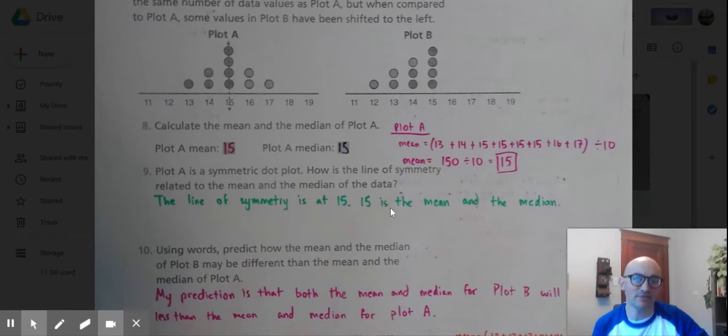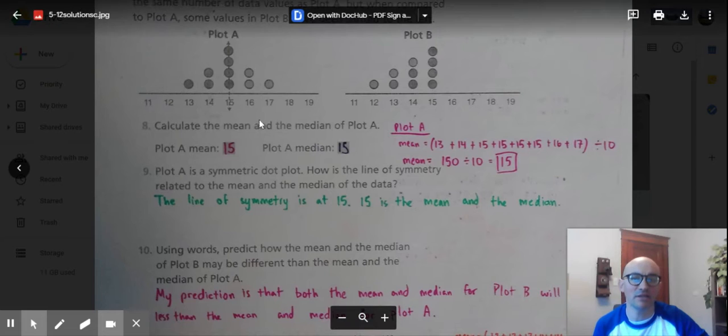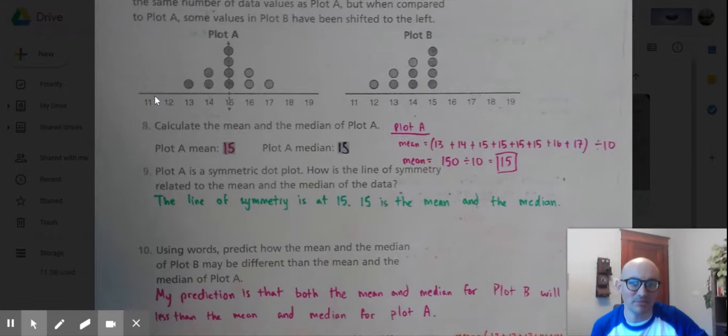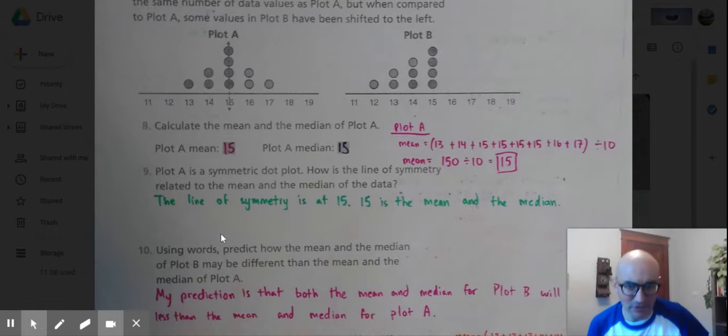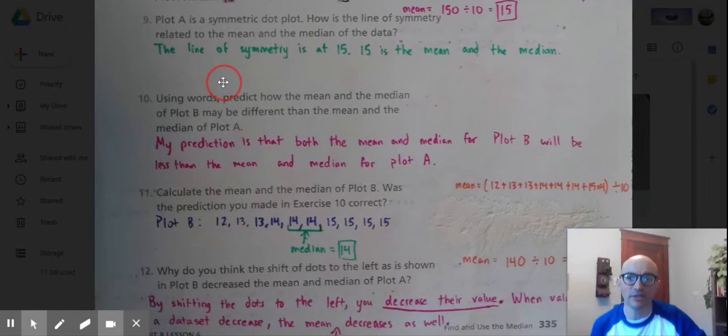So that's all we really need to write here. The line of symmetry is at 15. 15 is the mean and median. I could have written one more sentence that maybe says, for a symmetric dot plot, the median, mean, and line of symmetry all have the same value. That could have been something I can infer from this graph. Don't feel like you need to write that, but just a nice thing to know.